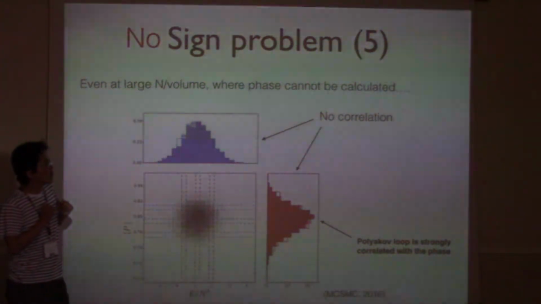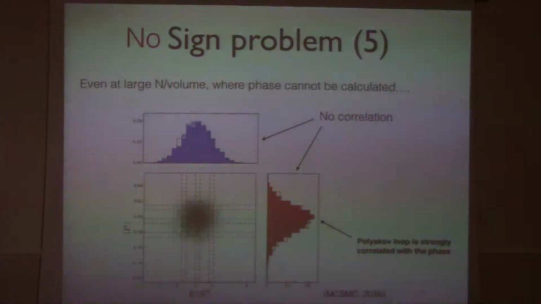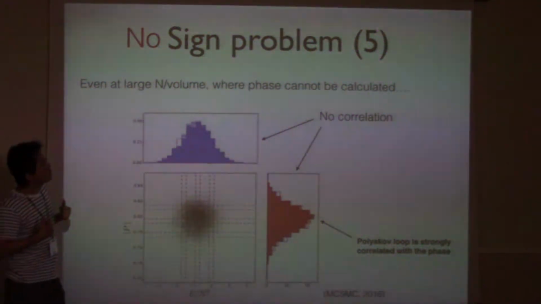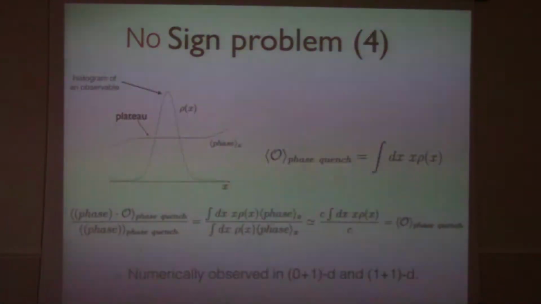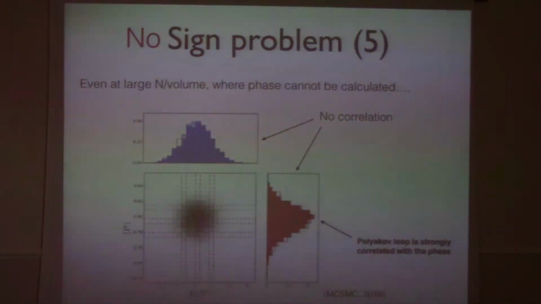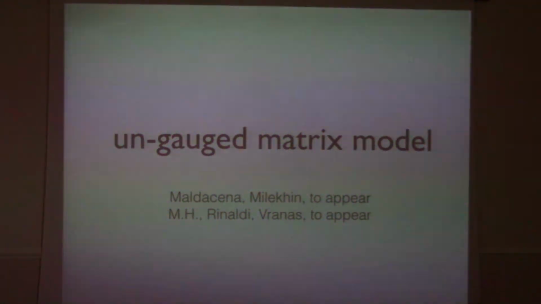We accept the assumption that phase and the Polyakov loop are strongly correlated. It means energy and phase are not correlated at all, which is equivalent to this statement. So some miracle is going on. We don't know why, but numerically we can observe it. So we believe the phase quenched approximation is correct. But if we can understand it analytically, of course, that is much better.